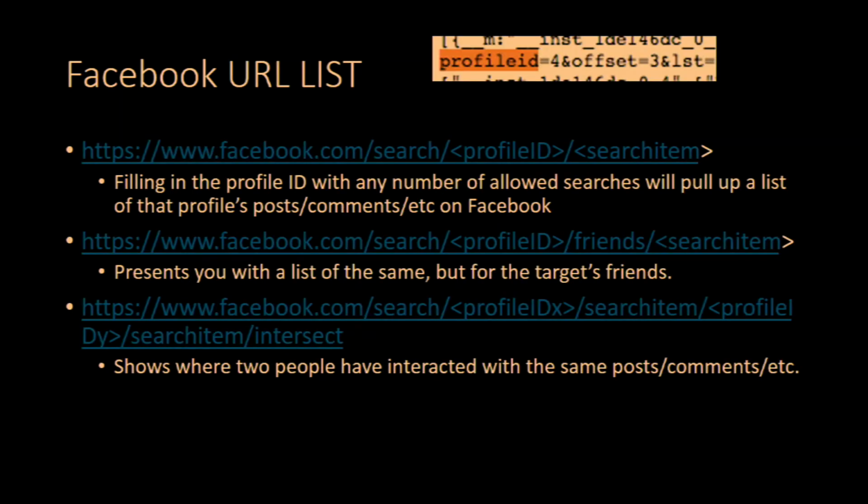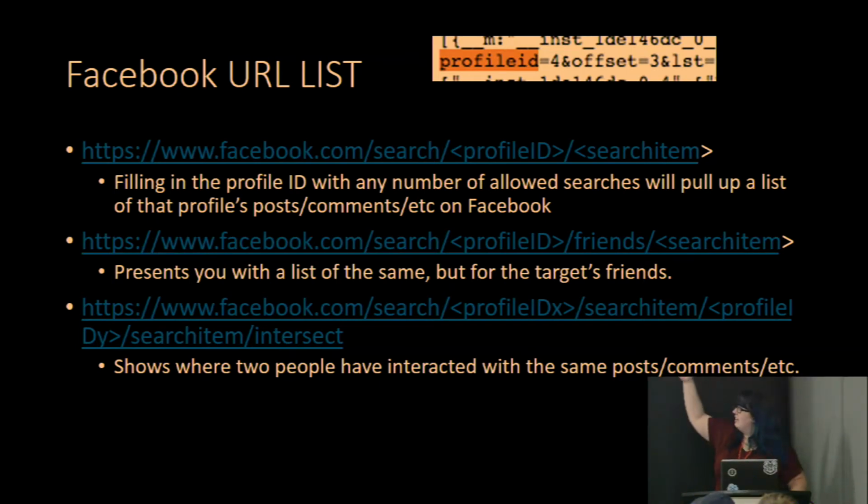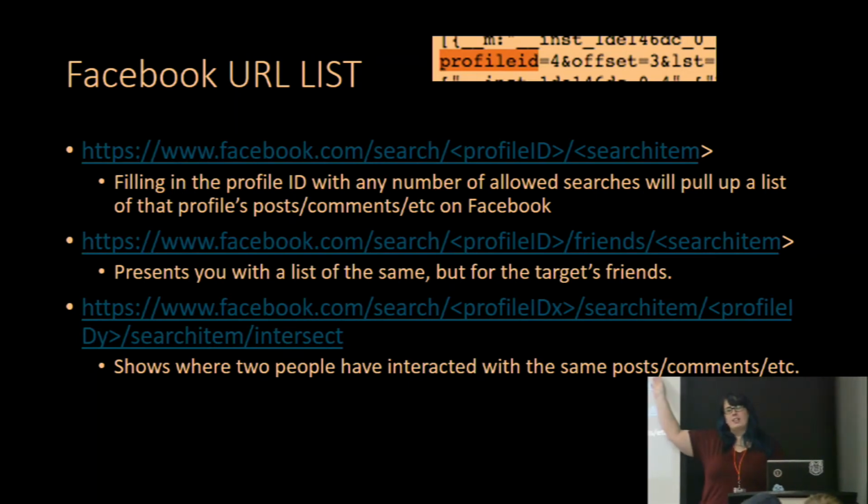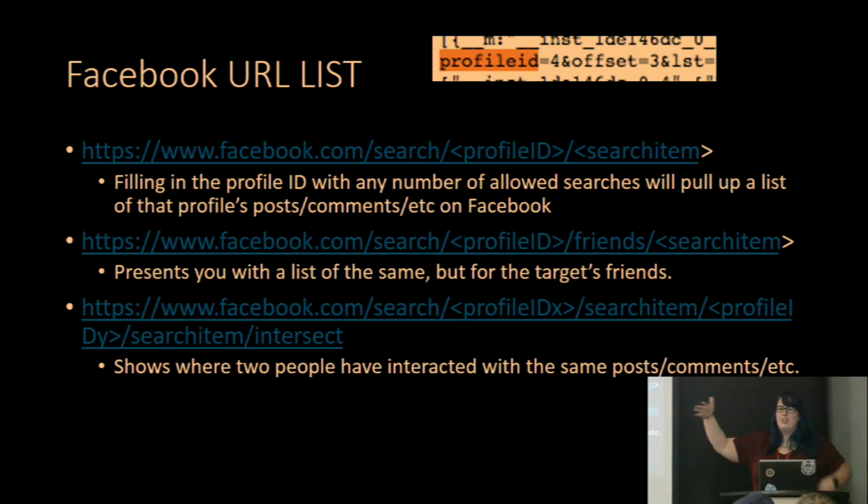These are the actual URLs for individuals, and you can do multiple things. You can do the individual themselves, so if you want to look at just posts or anything made by the individual, you can do things made by their friends, and you can cross-reference them. That's really good when we go back to, like I said, you've got person A, person B, they're friends on Facebook, they work at the same company.